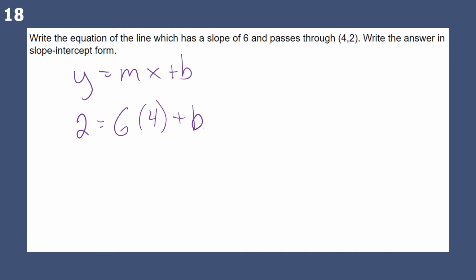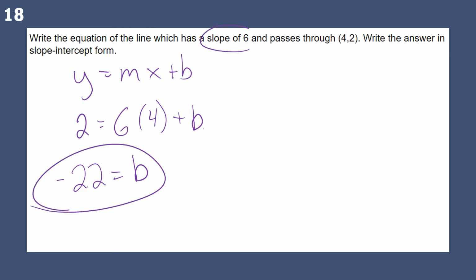So I'm going to multiply 6 and 4, and I get 24. I'm subtracting from both sides, and I get negative 22 equals b. Now I know the b, and I also know my slope, so I'm going to go ahead and rewrite it as y equals 6x minus 22.